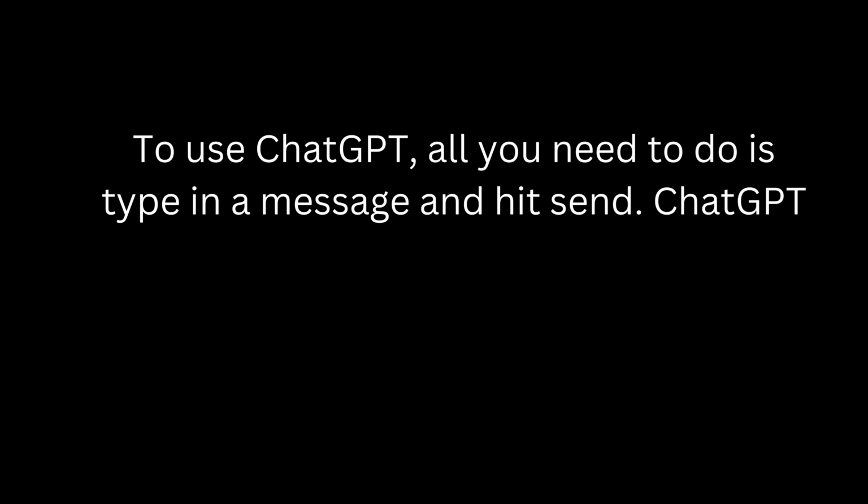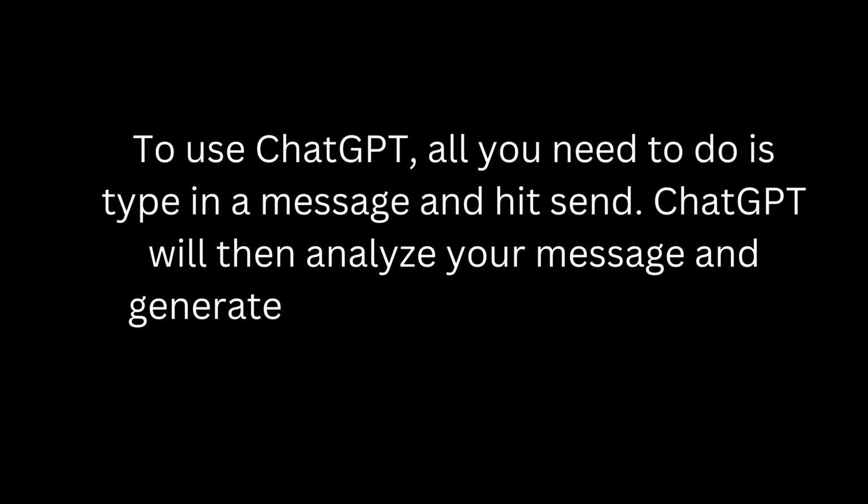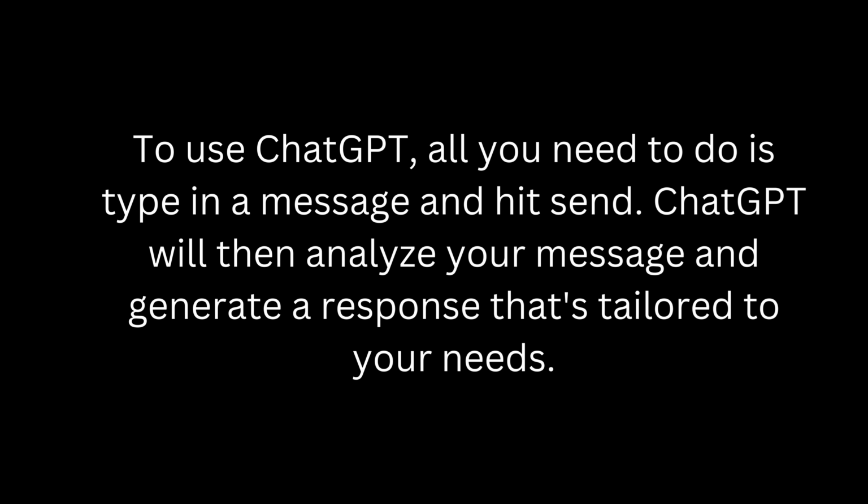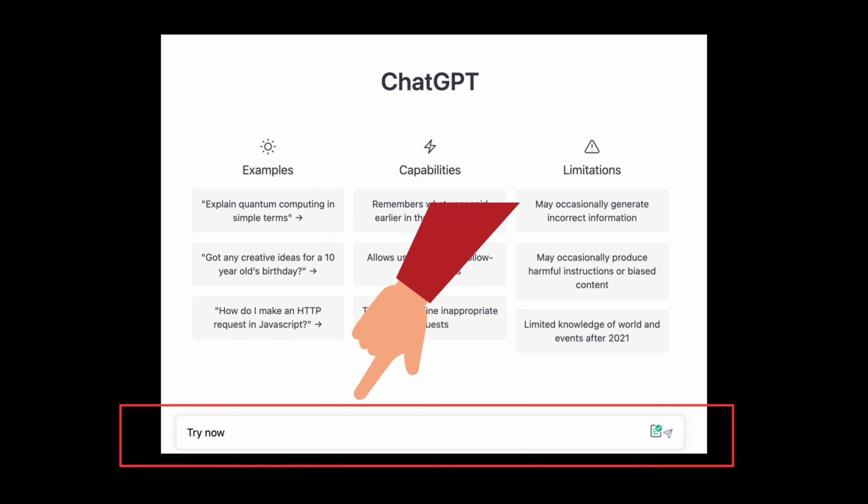How to use ChatGPT? To use ChatGPT, all you need to do is type in a message and hit the send button. ChatGPT will analyze your message and generate a response that is tailored to your needs. If you can see the screen, here is how it looks.